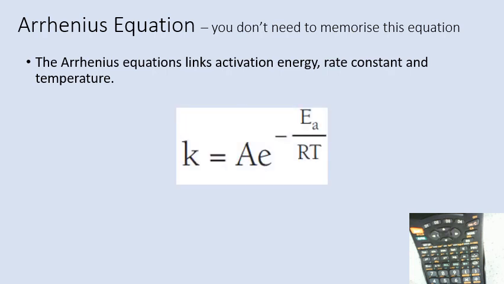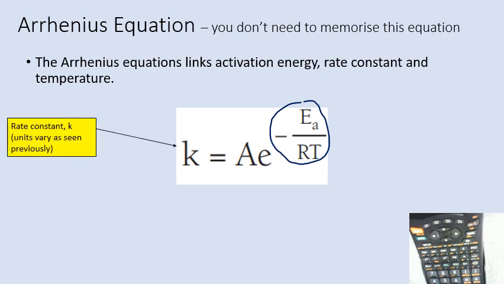Looks quite scary to start with. I will point out that this minus EA over RT, that's e to the power of. So e to the power of minus EA over RT. Let's have a little look around what these things are then. So this is your rate constant, k. You've seen this before in lesson 1. The units vary, and the rate constant also varies for different reactions.